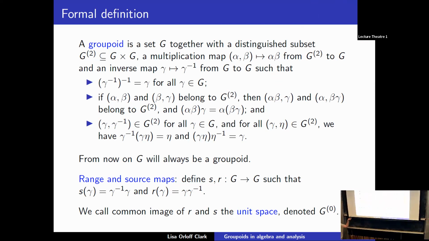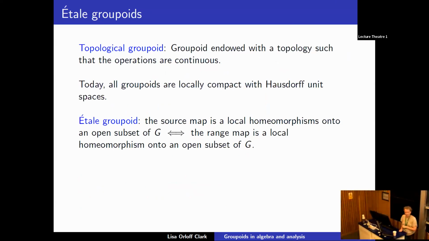I think we're all using the same notation for sources and ranges. So G is my groupoid, S and R are sources and ranges defined in this way, and then we use G0 for the unit space. So that's, I think, from yesterday. Again, this is mostly from yesterday, but not bad to recap.